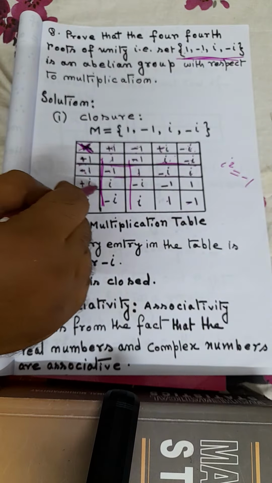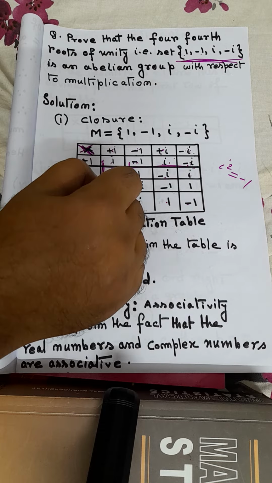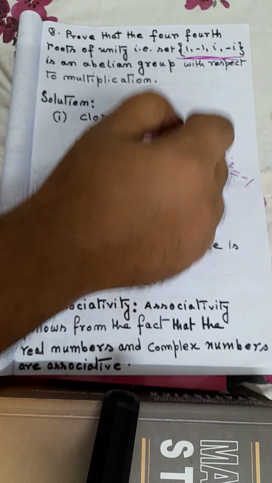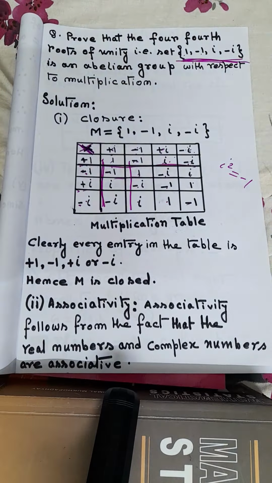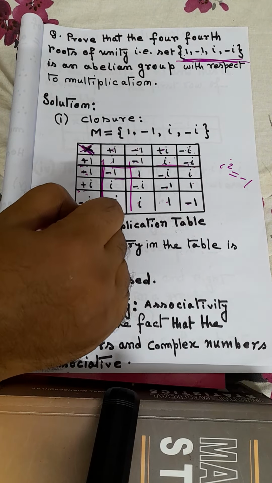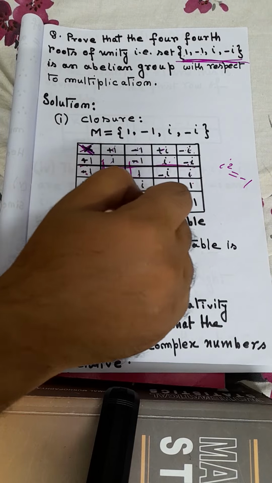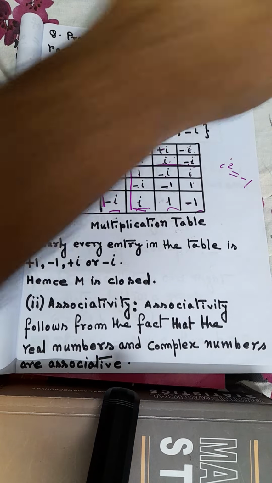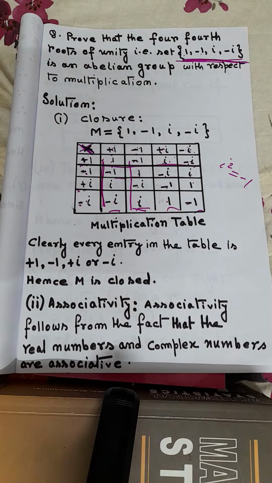In the third case with plus I, we will get I, minus 1 and plus 1. That also belongs to the same set. And for minus I, we get minus I, plus I, 1 and minus 1. That also belongs to the same set. So we can say the set with the binary operation as multiplication is closed, correct? Now we check the associativity law.